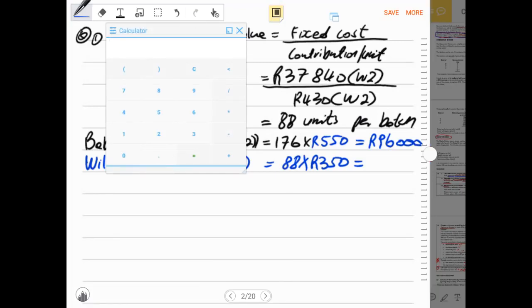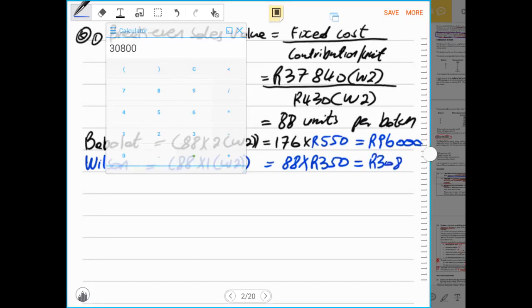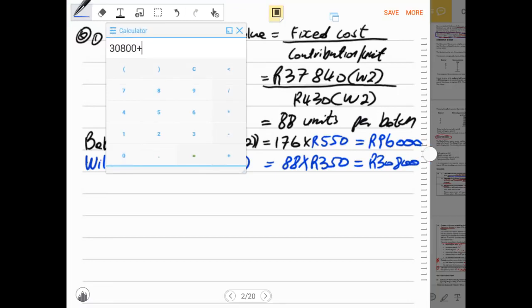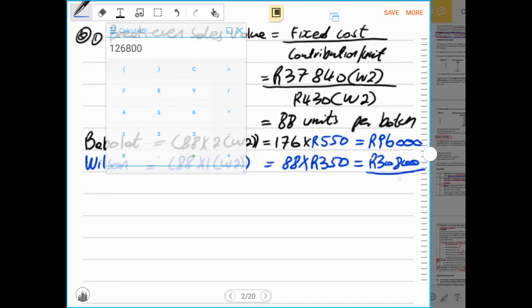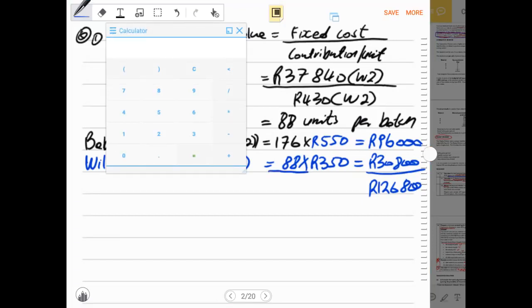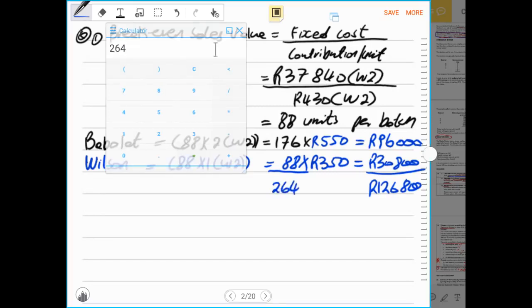Then after we have 350 times 88, and it gives me 30,800. Plus 96,800 rands, and this gives me a total break-even value of 126,800. Don't forget also to give the total of the units: 176 of the break-even point for Babolat plus 88 for the Wilson, that is 264 units combined.